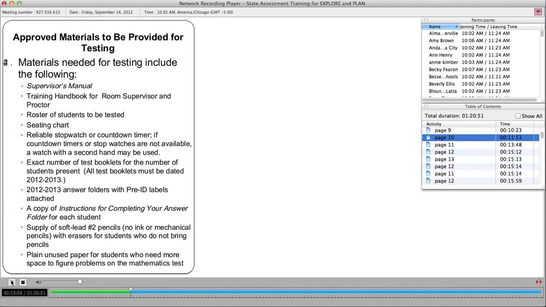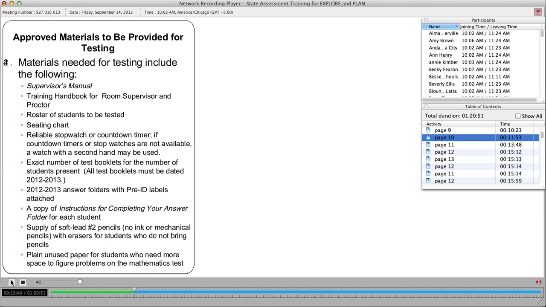Each student will have a copy of instructions for completing the answer folder, and these will be provided to you when the test booklets and answer folders are shipped to the system test coordinator. Also provided is a supply of soft lead No. 2 pencils with erasers for students who do not bring pencils. We have to have soft lead No. 2 pencils with erasers, so they may not use mechanical pencils.